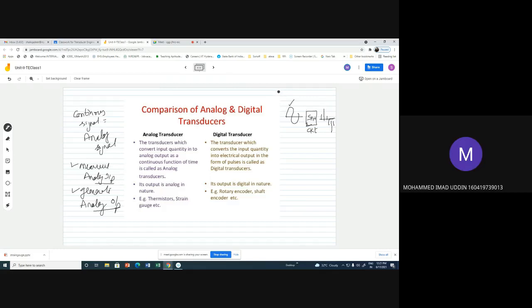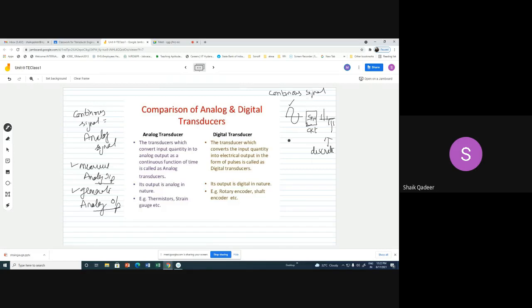Sinusoidal. Yes, okay, it is sinusoidal. Is it continuous or discontinuous? Discontinuous. So we will call it discrete. We will call it a discrete signal.